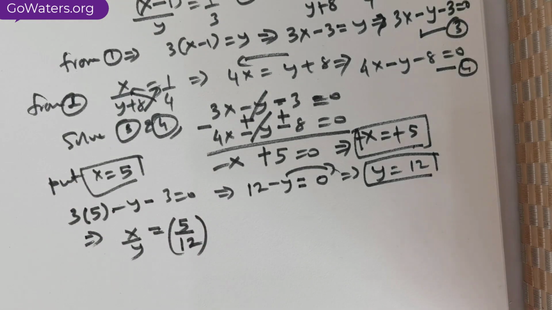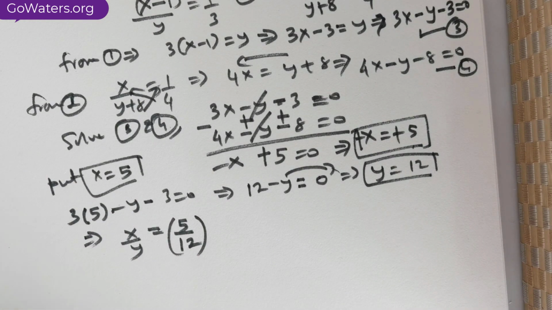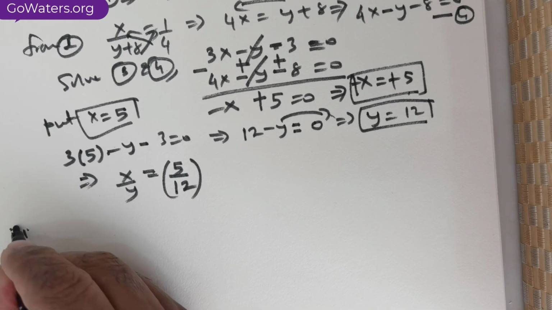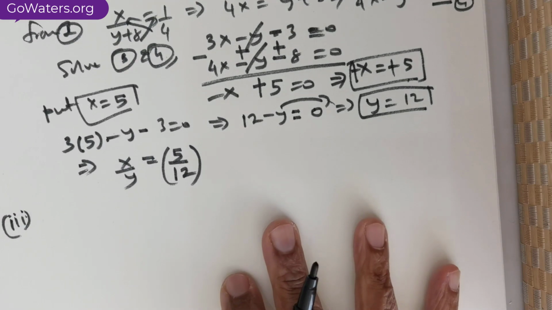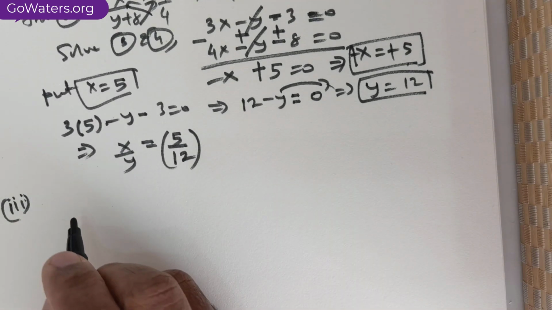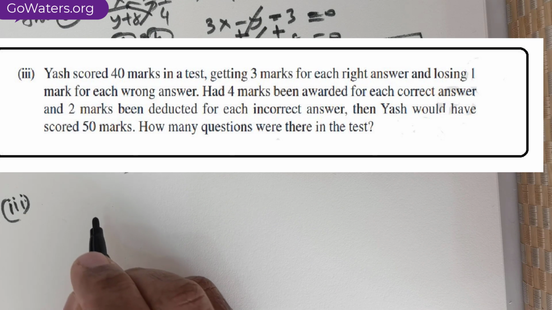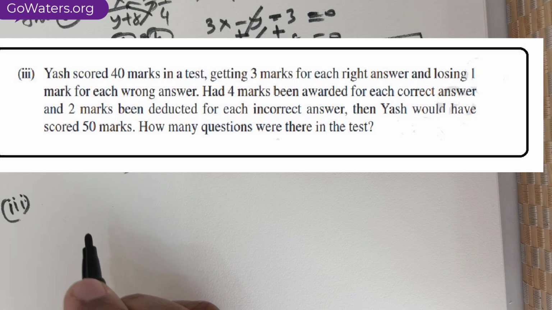So that's the answer. Now the next one is a nice question. It's question number 3 we are into of chapter 3.5. It says as follows: Yash scored 40 marks in a test, 3 marks for each right answer and losing 1 mark for each wrong answer. Had it been 4 marks for each correct answer and 2 marks deducted for each wrong answer, he would have got 50 marks. How many questions were there in the test?